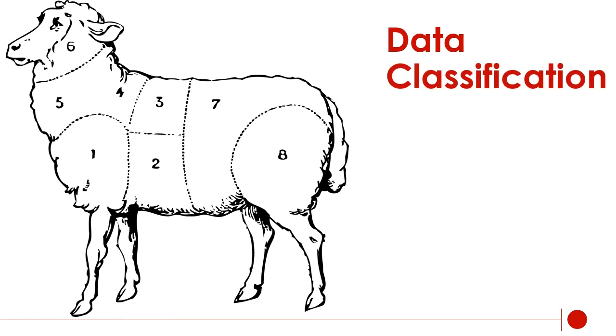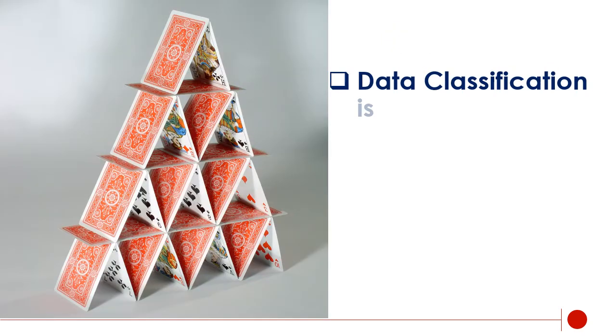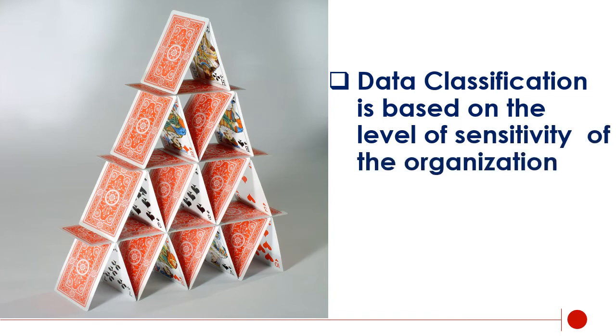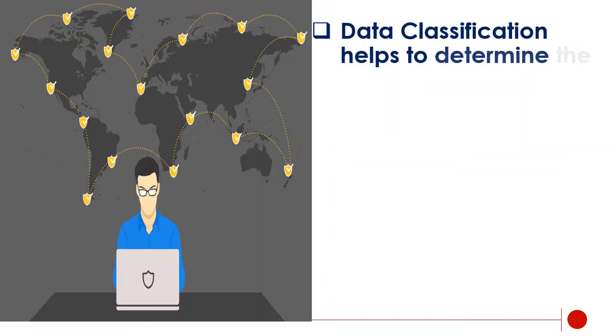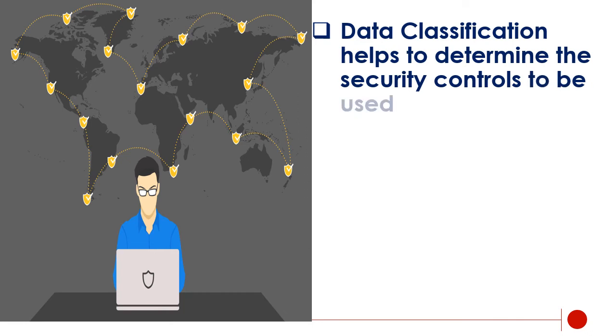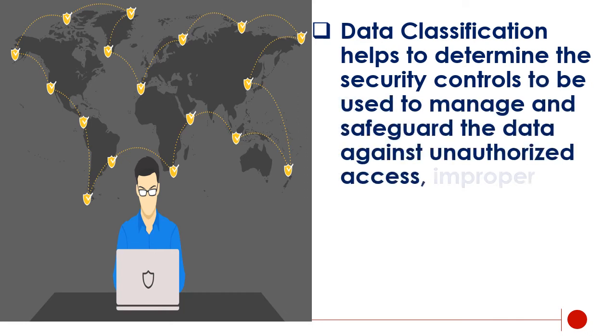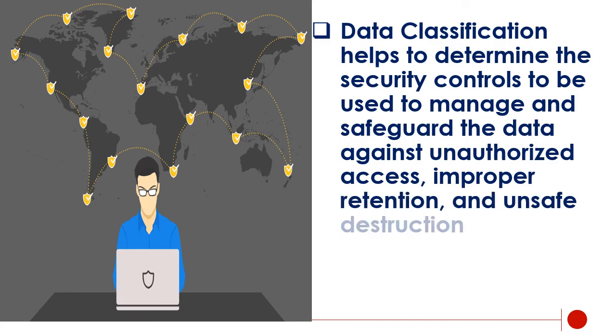Data classification. Data classification is based on the level of sensitivity of the organization. Data classification helps to determine the security controls to be used to manage and safeguard the data against unauthorized access, improper retention, and unsafe destruction.